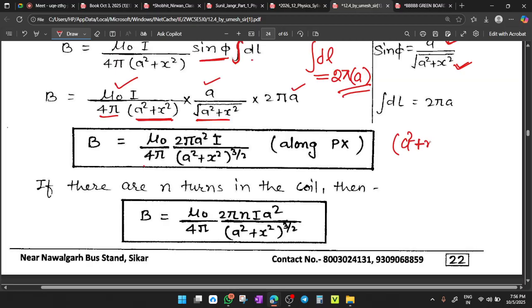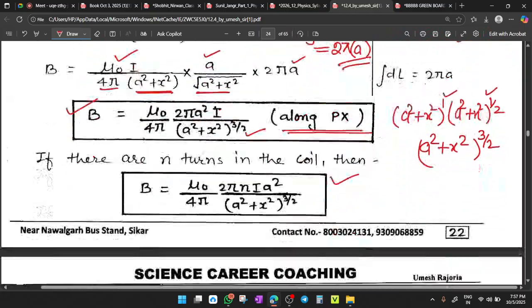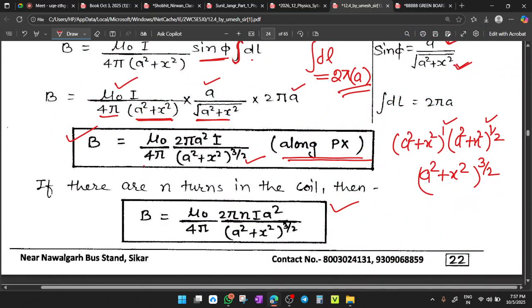See, a square plus x square having full power is considered as 1, and a square plus x square having half power is considered as 1 by 2. So it is equal to a square plus x square whole to the power 3 by 2, since 1 plus 1 by 2 becomes 3 by 2, and this intensity will be along the x-axis. So the final derivation: B equals mu naught upon 4 pi, 2 pi a square I, upon a square plus x square whole to the power 3 by 2. If n turns are there, your field will be n times, just take 2 pi n. Clear?